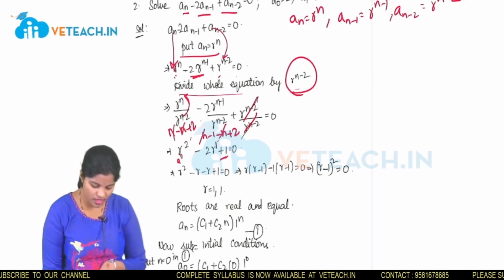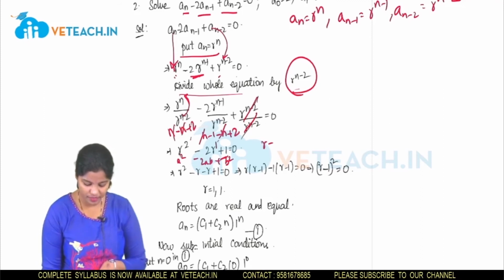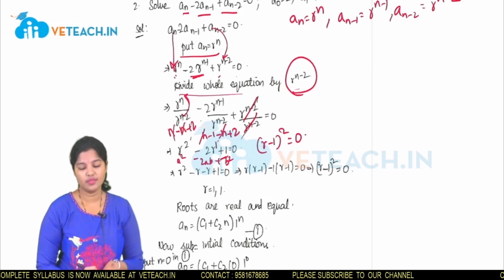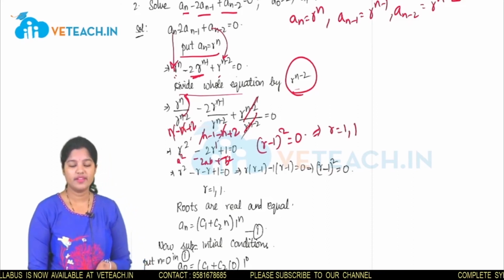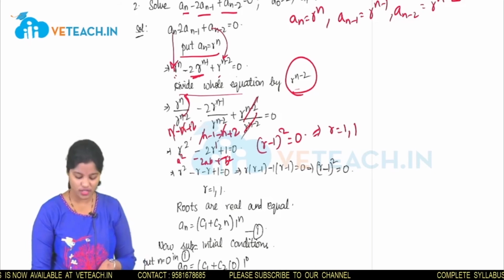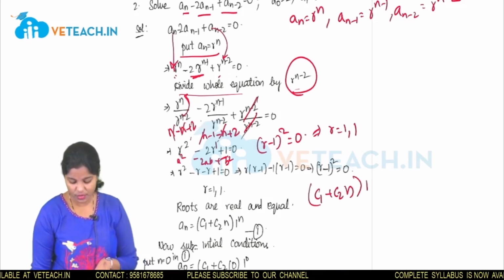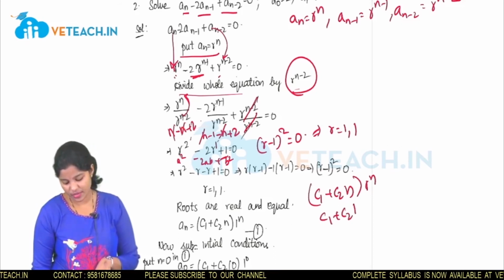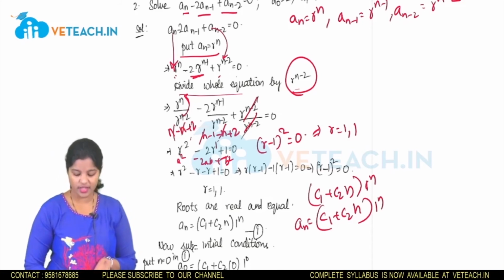It is of the form a square minus 2ab plus b square. So simply a minus b whole square, r minus 1 whole square equal to 0. That implies both values are equal and real, 1 comma 1. So the general solution is C1 plus C2 into n into r power n. That is C1 plus C2 into n. What is r value? 1. So 1 power n is our an.